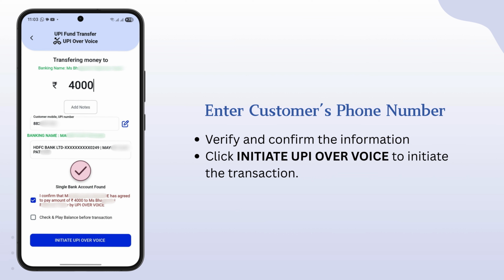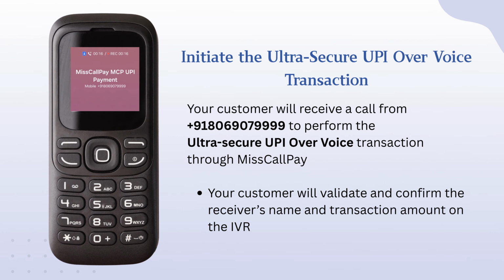Step 5. Initiate the UPI-Over-Voice transaction. Tap on Initiate UPI-Over-Voice to launch MissCallPay's ultra-secure UPI-Over-Voice transaction. Your customer will receive an instant call from +91 80690 7999. This is MissCallPay's official number to make the transaction securely and seamlessly.